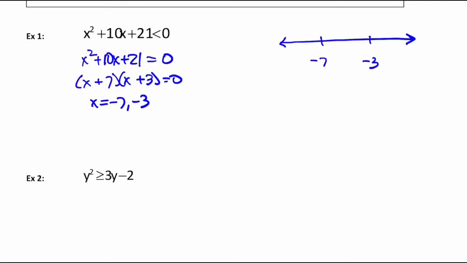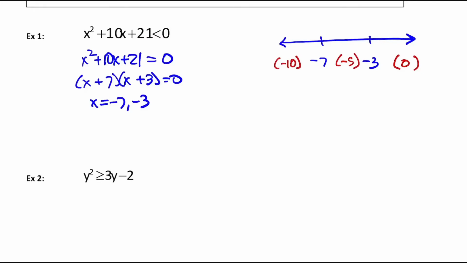So now, how do I get the positive and negative pieces? Well, what I need to do next is pick random numbers. This number is going to be less than negative 7. This number is going to be between negative 7 and negative 3. And this number here is going to be greater than negative 3. So try and pick as easy a number as you can. So less than negative 7, I'm going to pick negative 10. Between negative 7 and negative 3, I could pick anything in between there. Let's call it negative 5. You can't pick the negative 7 or the negative 3. Greater than negative 3, I can pick my 0.